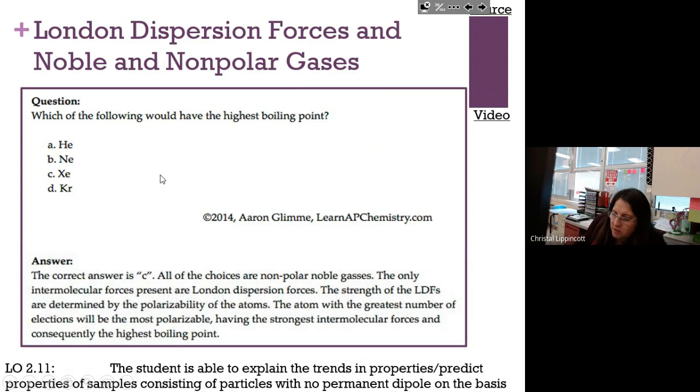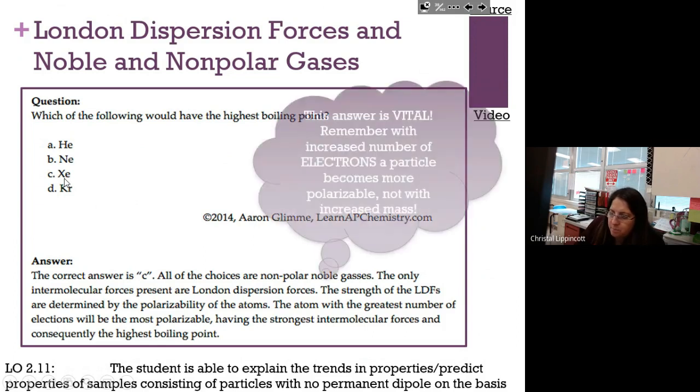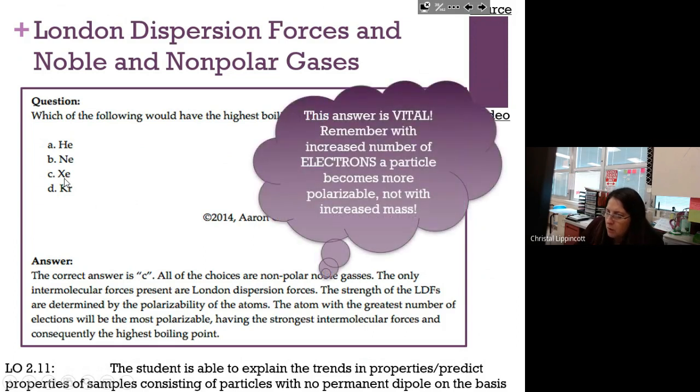C is the correct answer. This will have more electrons, therefore it's more polarizable, leading to higher IMFs. Remember, it is the increase in the number of electrons that makes it more polarizable, not the increase in mass. Okay. I have been over this with you many times. I would jump up and down if I had to.